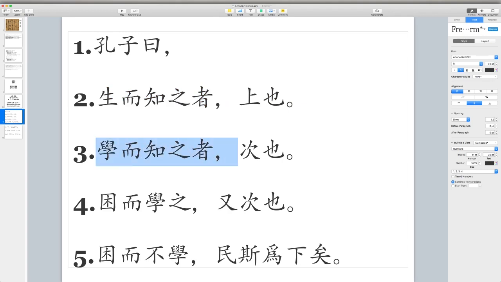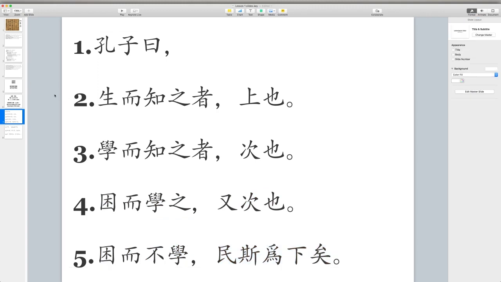To study and then know it is second best. To have difficulties and still study it, well, that's next after that. To have difficulty and not study, people take this to be the lowest, right? And I personally think Fuller chose this text to open the course with just because it underscores that traditional Chinese value of diligence and study.